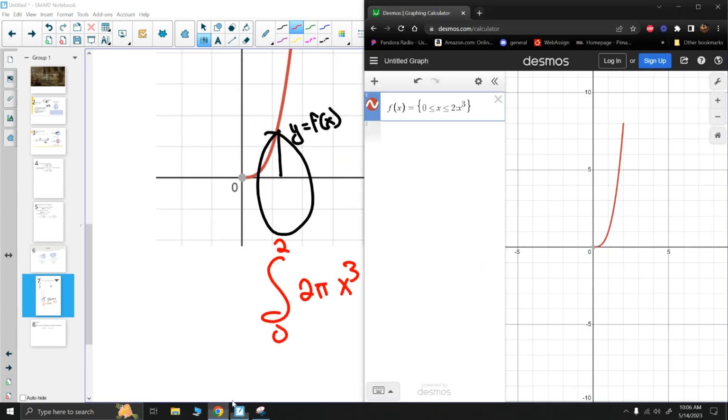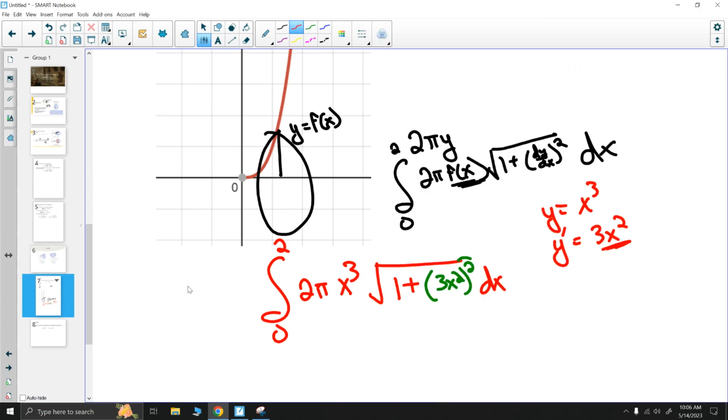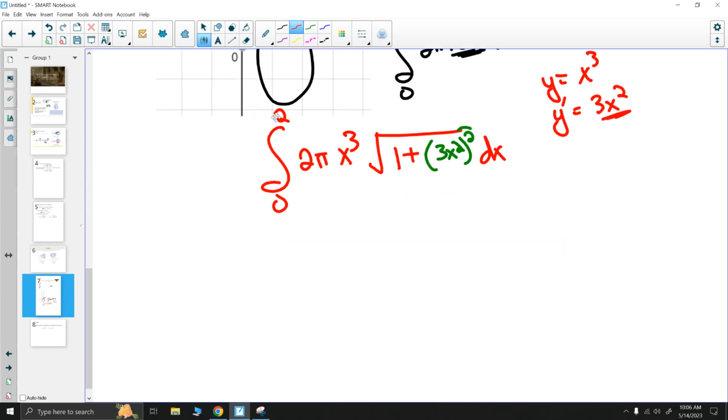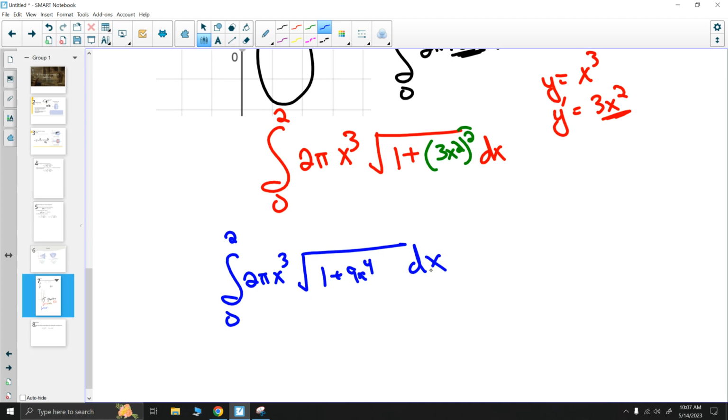Now, if you think about it, technically speaking, if we instead had said where y is between 0 and 8, then we would have done a dy with the same basic problem, because the rotation is still happening, and we'll take a look at that in just a sec. So we have this integral. We're going to do a little bit of cleanup work. We have the integral from 0 to 2 of 2 pi x cubed. I know we can draw this out, but I don't really bother sometimes. Square root of 1 plus 9x to the 4th dx.